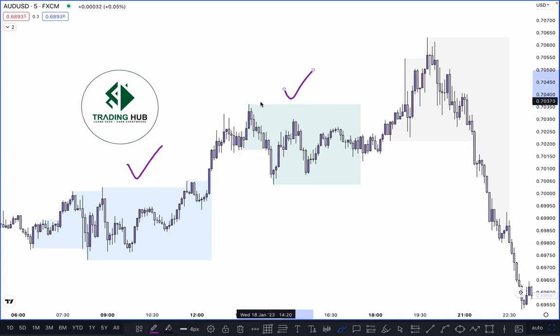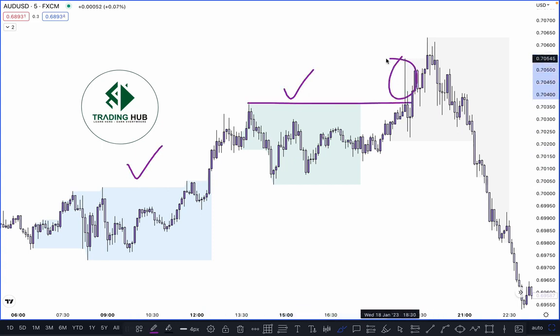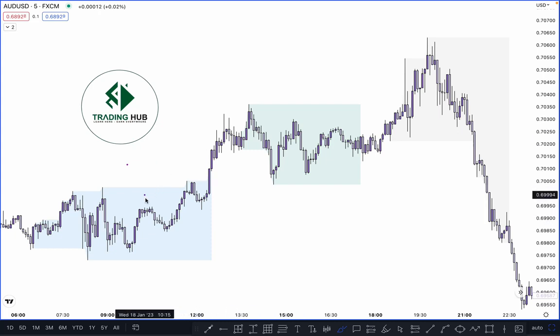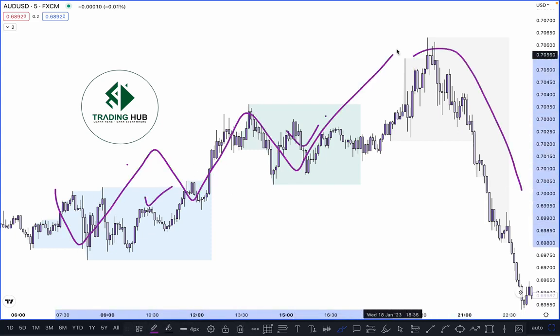Then what happened after this one: the market again broke the structure, and this is our first indication that the market is looking for a reversal. And one more confirmation: Asian and London are both bullish. It means New York can give you a reversal move to the downside. The same thing happened here. As we can see, the market broke the first one and the second one, and the third one is bearish, bullish, okay, and then finally bearish.